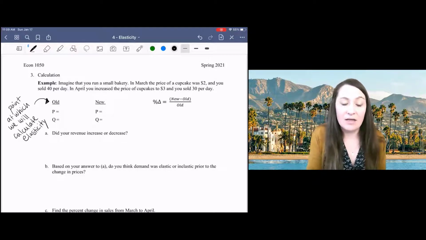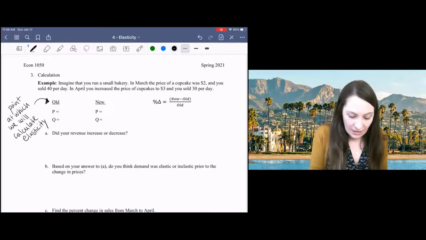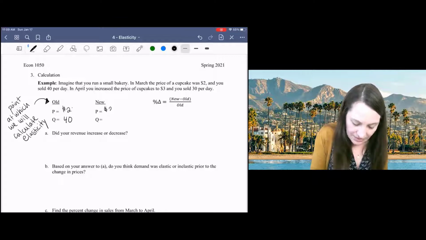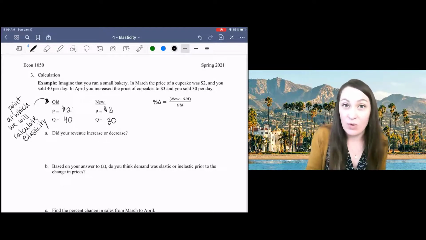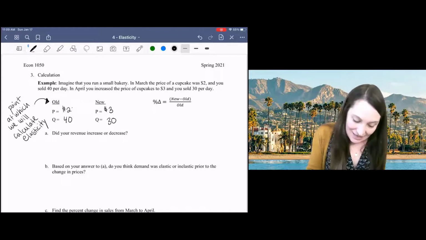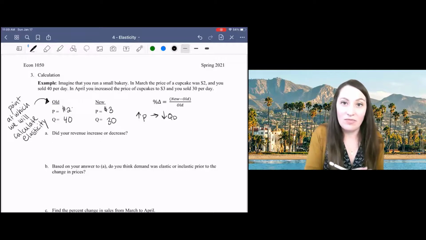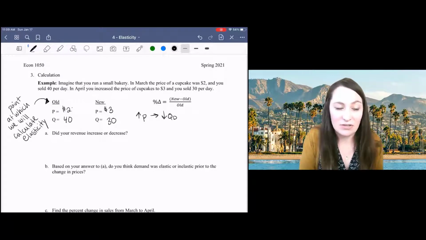In this case, we're moving from a price of $2 and a quantity of 40 to a price of $3 and a quantity of 30. Notice here, as with every situation, that as the price increases, the quantity demanded decreases as we move along our downward sloping demand curve.